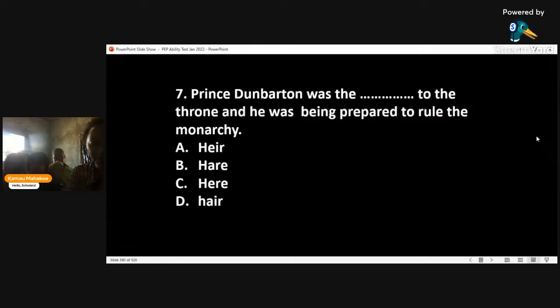For items 7 to 9, we're to identify the most suitable word to complete each sentence. Prince Dunbarton was the dash to the throne, and he was being prepared to rule the monarchy. They are all here, but which one? It would be A, right? The heir, H-E-I-R, is the one who is going to be next in line to the throne. B is what? H-A-R-E, like an animal. C is the place, and D is the hair on your head.